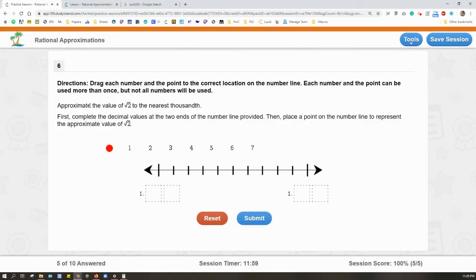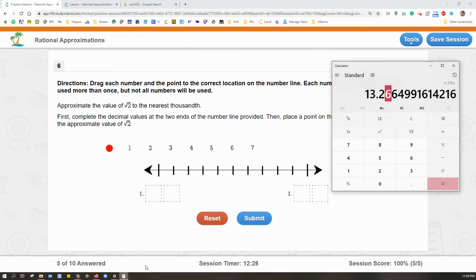Number 6, approximate the value of the square root of 2 to the nearest thousandth. First, complete the decimal values at the two ends of the number line provided. Then place a point on the number line to represent the approximate value of the square root of 2. So you notice that it goes out to the hundredths place. So it wants you to put the hundredths places, and then it wants you to fill in the dot for the thousandths place. So what is the square root of 2?